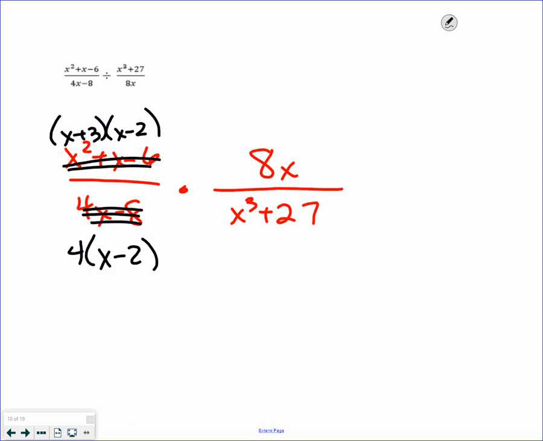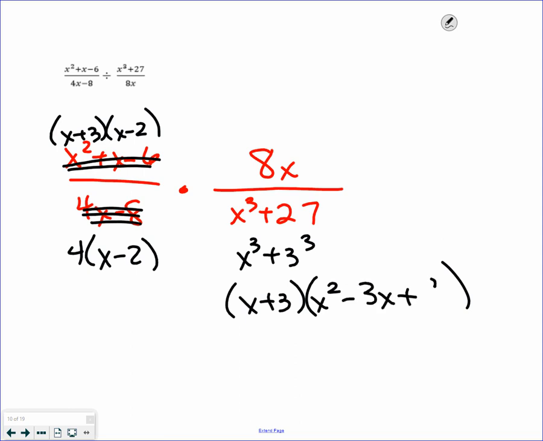That's a binomial. This one is the sum of cubes, and I probably should show my work here a little bit. x cubed plus 3 cubed factors to be x plus 3, first one squared, change the sign, multiply the two together, last one squared. So I ended up factoring that one.